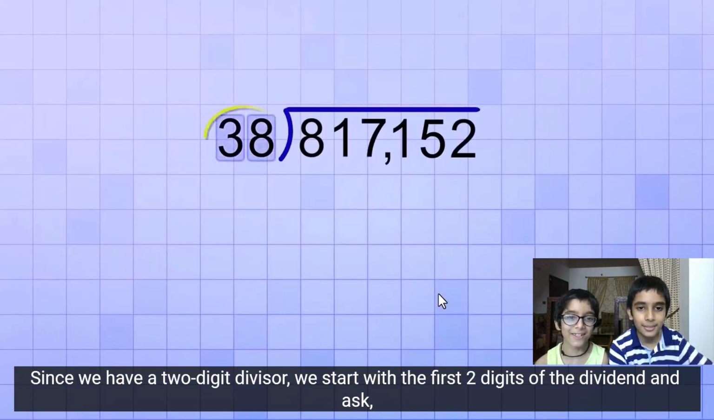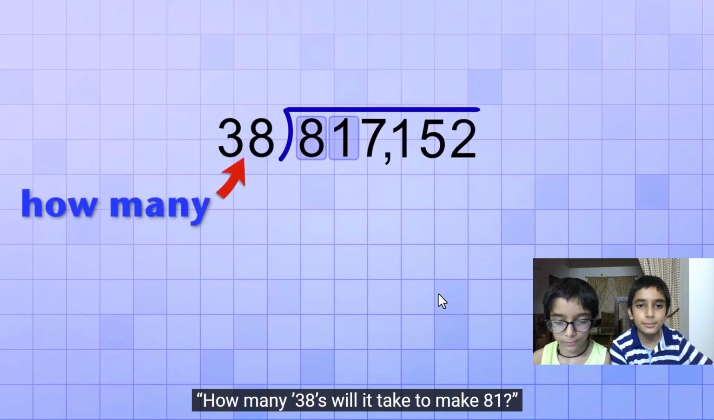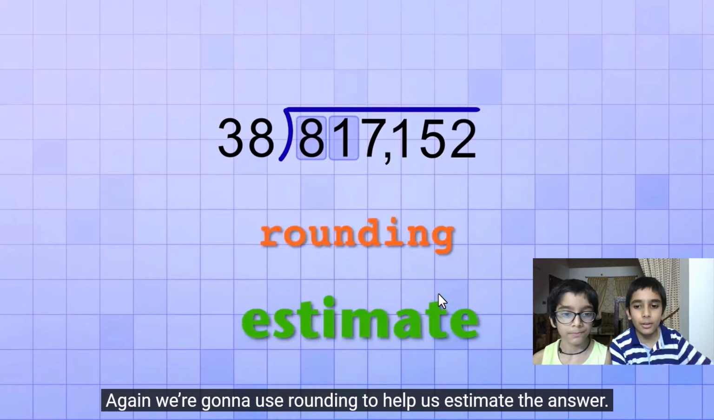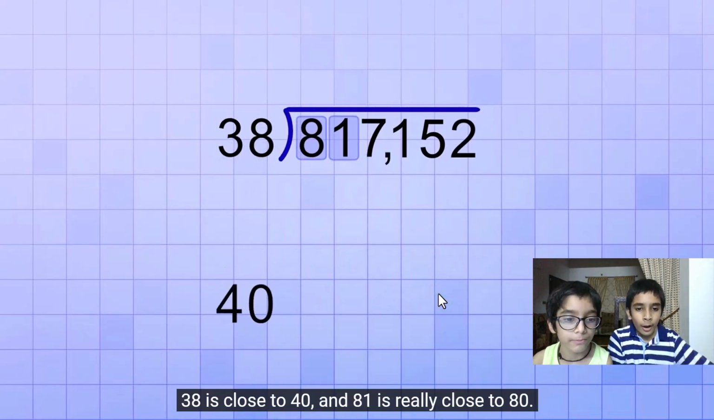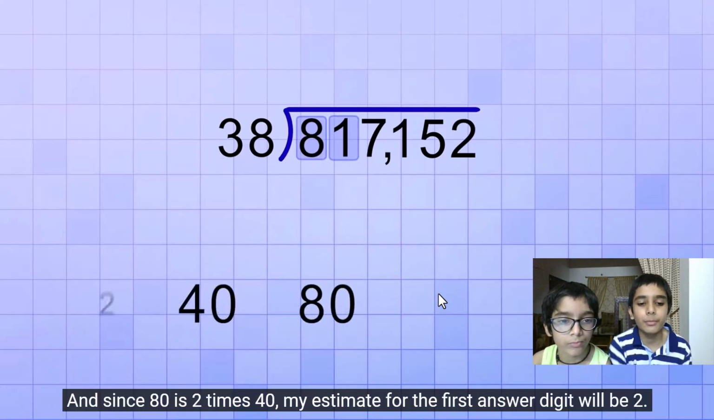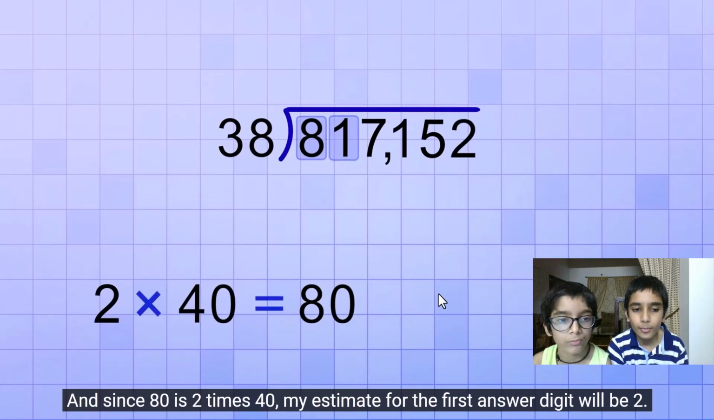Since we have a two-digit divisor, we start with the first two digits of the dividend and ask, how many 38s will it take to make 81? Again, we're going to use rounding to help us estimate the answer. 38 is close to 40, and 81 is really close to 80. And since 80 is 2 times 40, my estimate for the first answer digit would be 2.